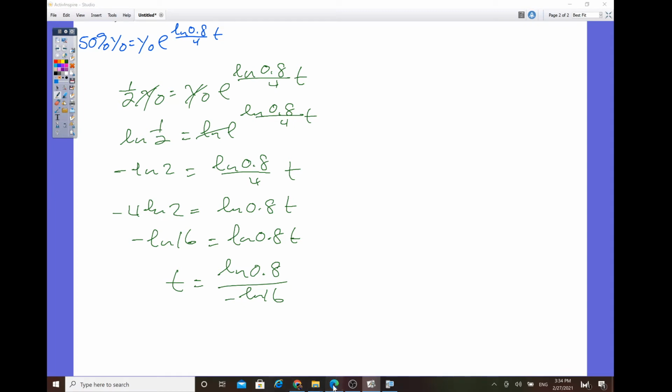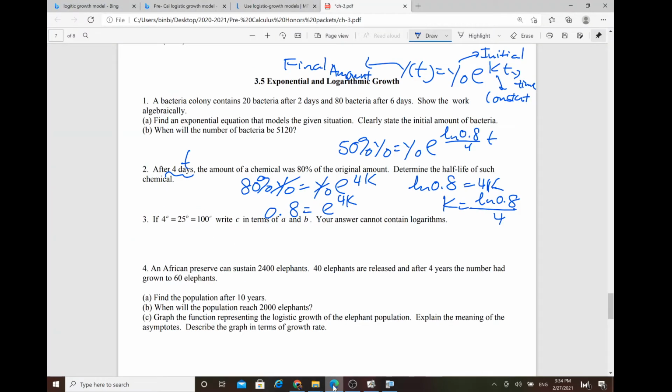Okay, so let me just go back to the original problem. The amount of chemicals was 80% of the original amount after 4 days. Okay, so that's what we found. And then determine the half-life of such chemicals. So what I did first, I just solved for k, using the same equation. So natural log of 0.8 both sides, so that equals 4k. So k equals natural log of 0.8 over 4. And that's what I found here. So let's go back to this page.